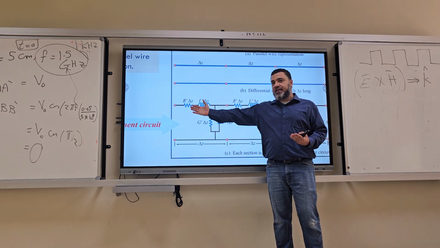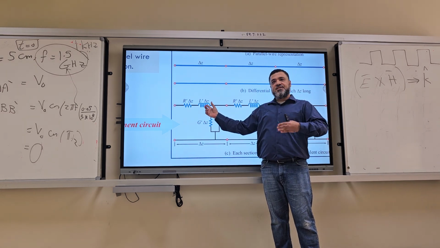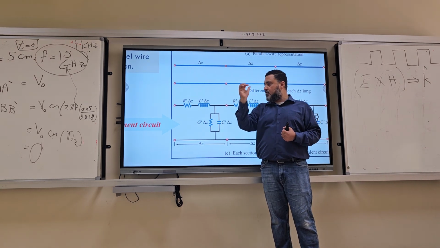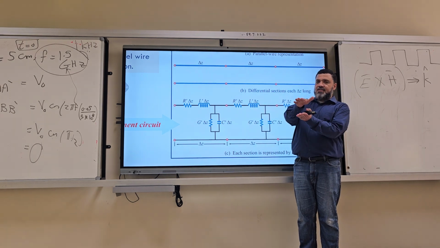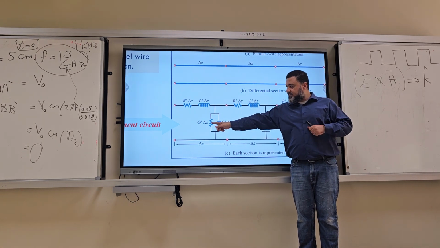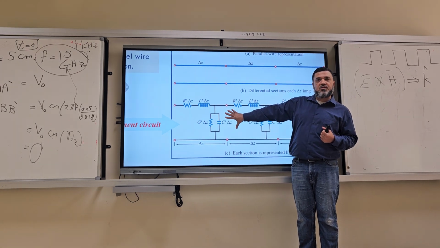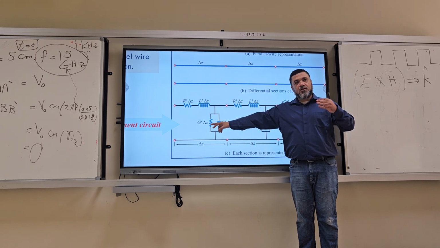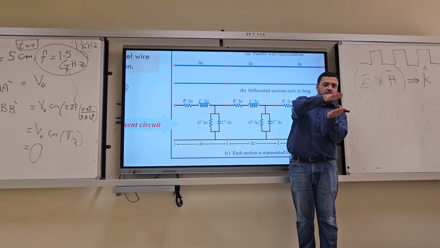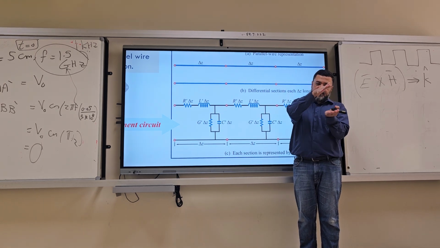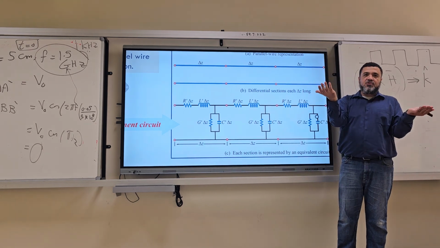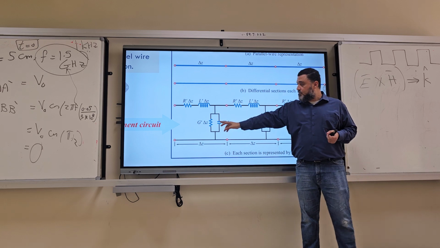R is the loss, the heat loss. L is the representation of the magnetic field, since a current can have a magnetic field. C is the capacitance between the two conductors. G is the conductance of the dielectric between the two conductors. It is not air. The dielectric is usually not air. In a simple case we can assume air, but generally it's plastic or some other dielectric.